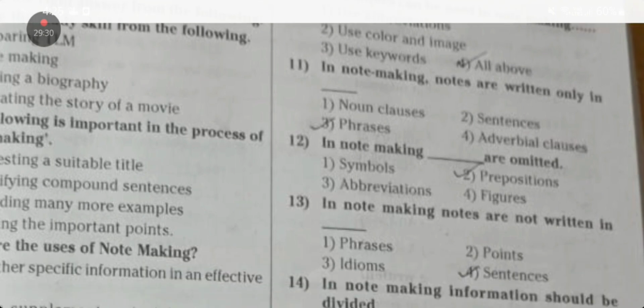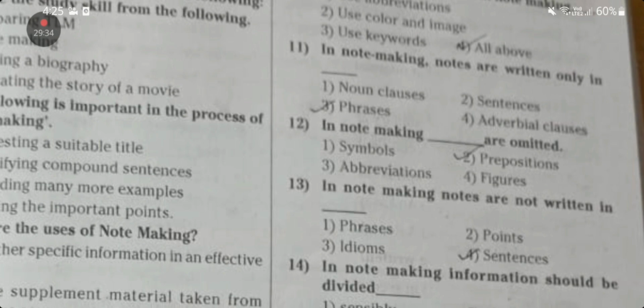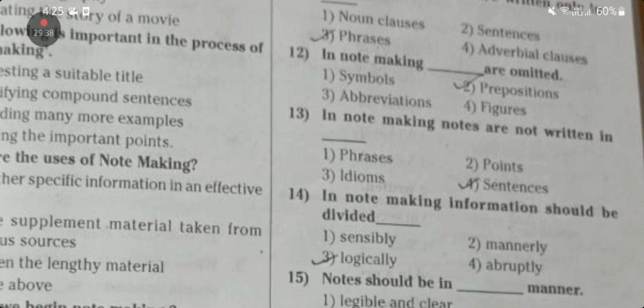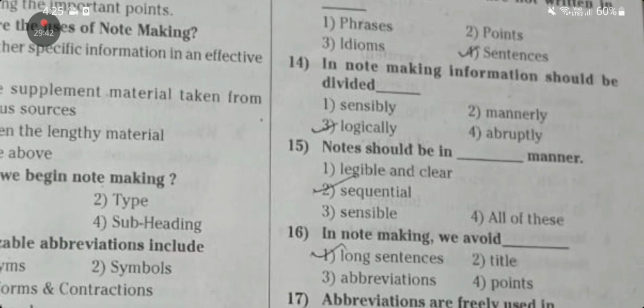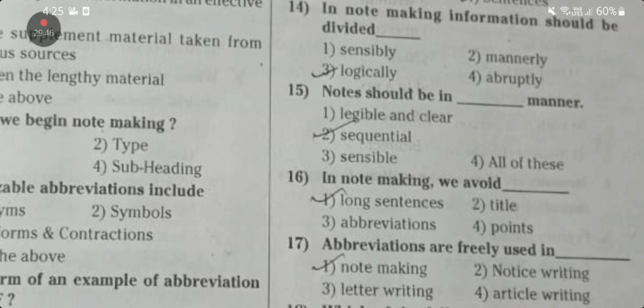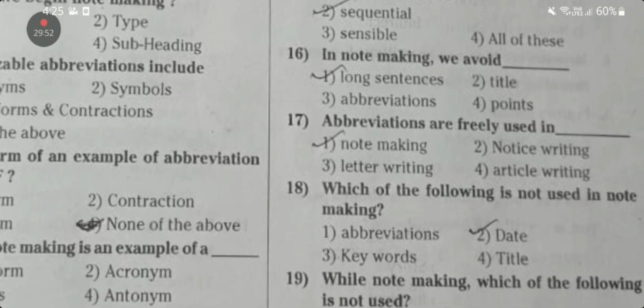Techniques can be used in note making: all the above. In note making, notes are written only in phrases. In note making, prepositions are omitted. Notes are not written in sentences. Information should be divided logically. Notes should be in a sequential manner. We avoid long sentences. Abbreviations are freely used in note making.